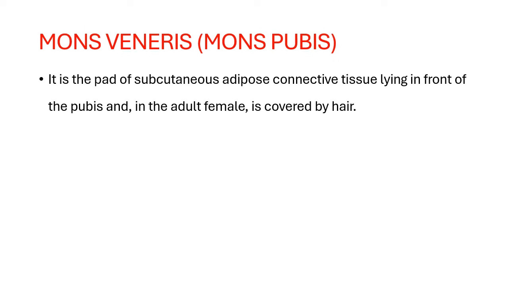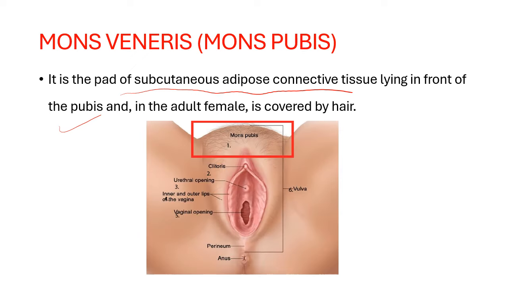So let's understand each organ individually. First is Mons Pubis. It is the pad of subcutaneous adipose connective tissue lying in front of the pubis, and in an adult female it is covered by hair. So it is lined by fat tissue, as you can see, Mons Pubis.